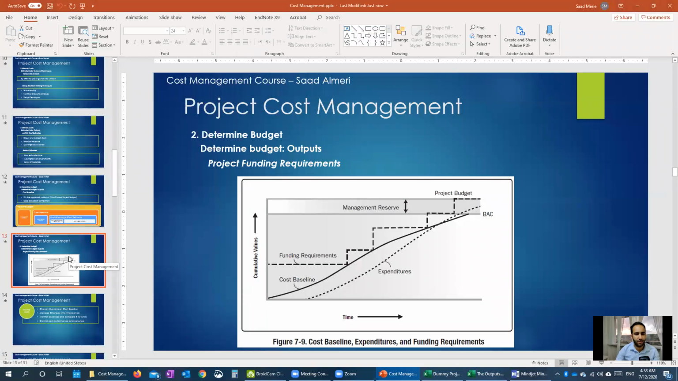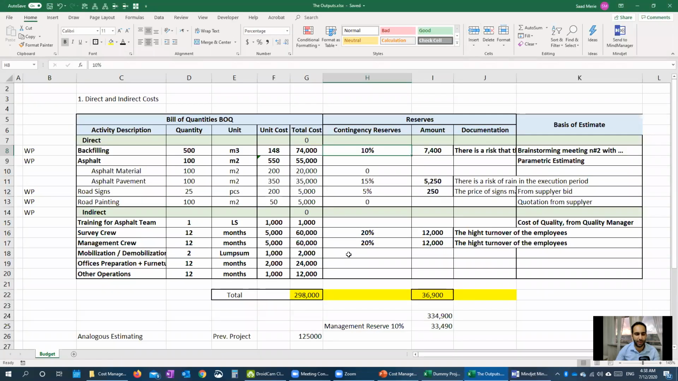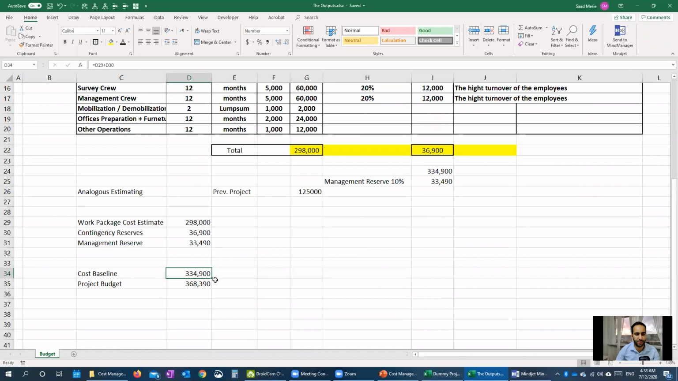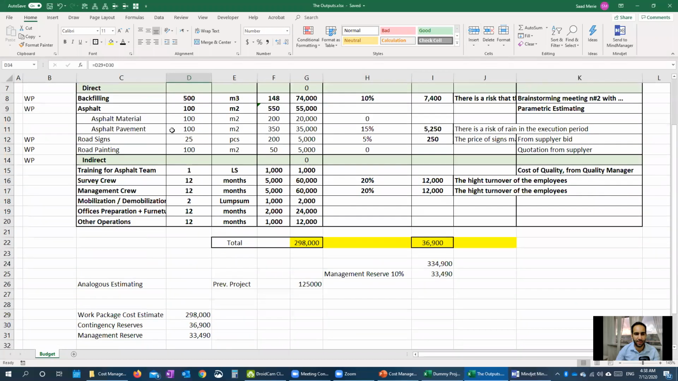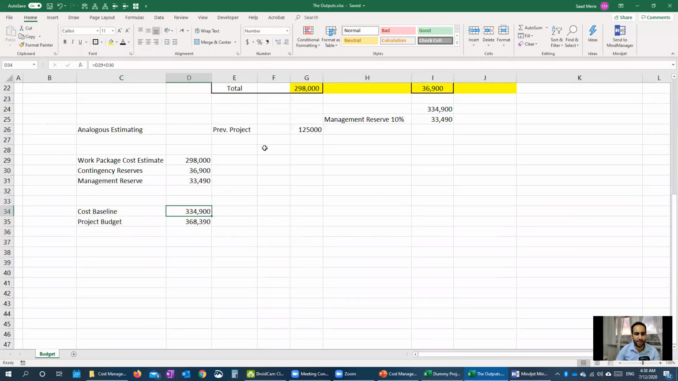The next thing we need to do is to determine the funding requirements in the project. So we said that we have a cost baseline, which is this. But this cost baseline is not yet distributed over time. To do that, we need help from the planning department to tell us how those activities are going to be done in the future. So let's assume that those activities are going to be done in the following percentages.